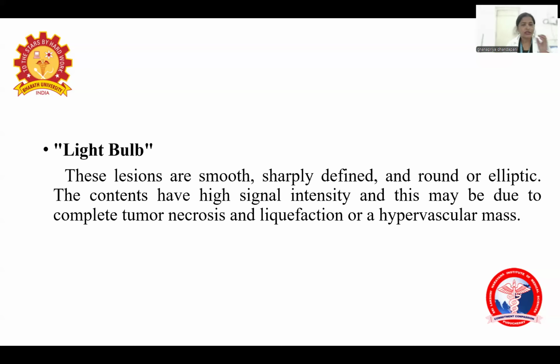The other pattern is the light bulb pattern. Here the lesions are smooth, sharply defined, and round or elliptical. These lesions have a high signal intensity that may be due to complete tumor necrosis or liquefaction, or a hypervascular mass, giving the light bulb appearance.